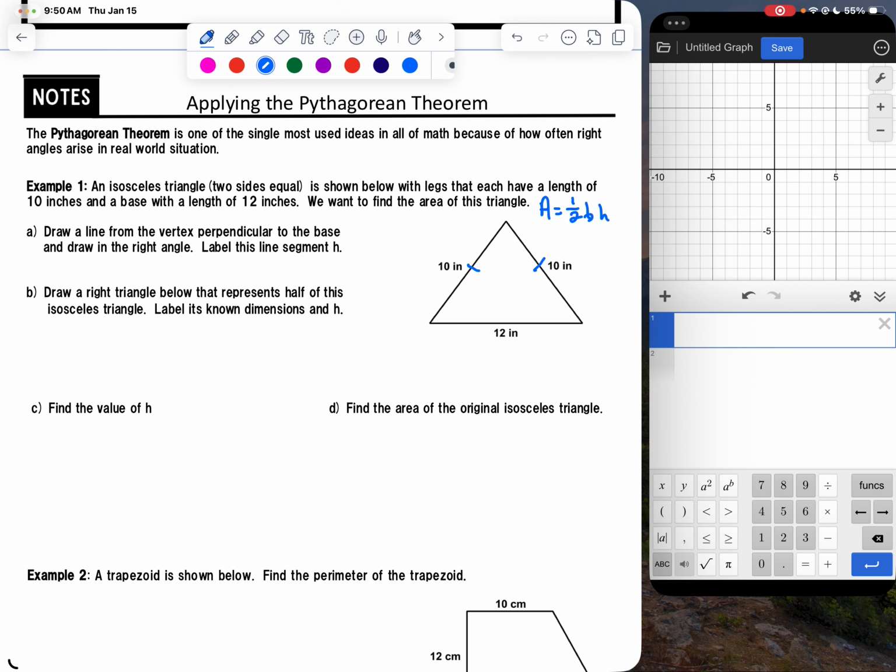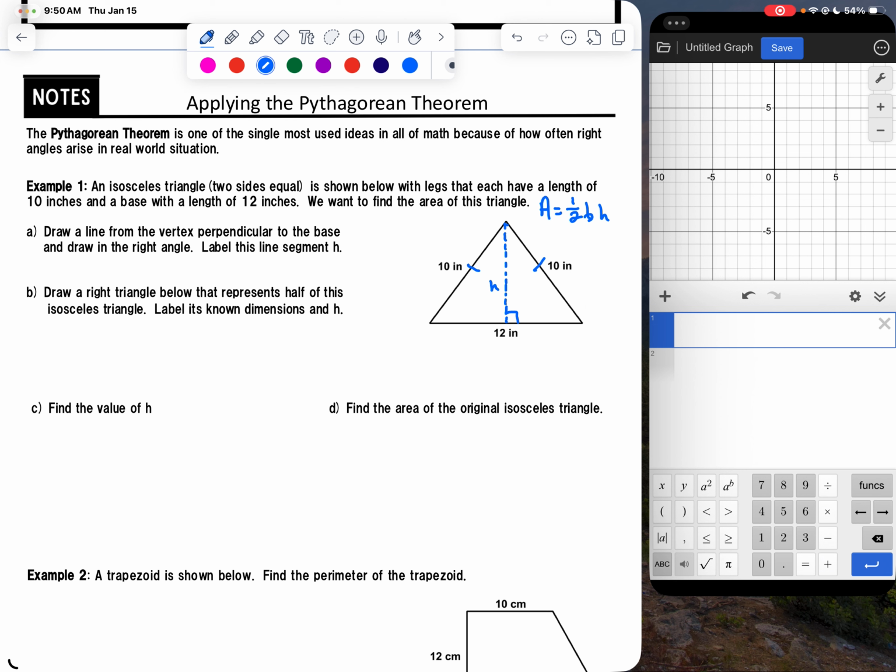In part A, it says draw a line from the vertex perpendicular to the base and draw in the right angle. So let's do that real quick. I'm going to draw in a line which would represent the height of this triangle. If we draw a perpendicular line from the vertex all the way down to the base, we know that this will form a right triangle. So let me put a little symbol for the right angle here. So this is our right triangle. It also told us to label this line segment with an H, and the H in this case stands for the height of the triangle.